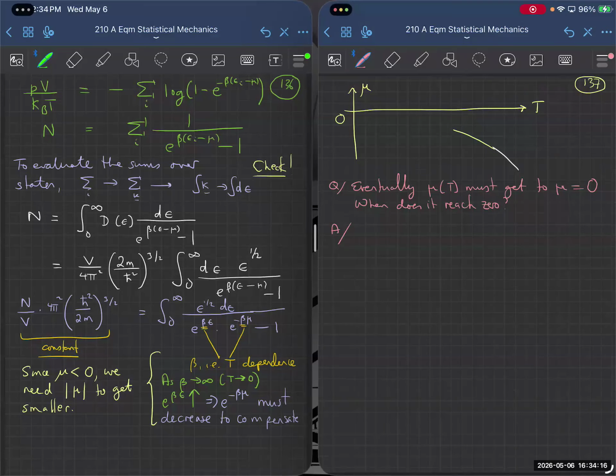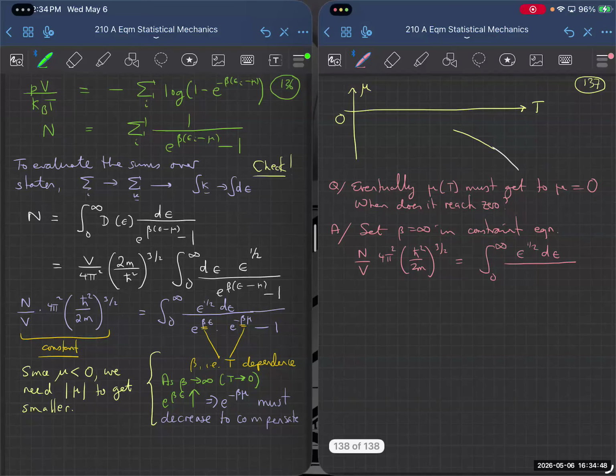So the answer for that is, well, okay, just set beta equals infinity in the constraint equation. And so then we get that n over v times (4 pi squared h bar squared over 2m) to the 3/2 equals, the right-hand side is this integral from 0 to infinity, epsilon to the 1/2 d epsilon. And now the chemical potential is set equal to 0. So now I just have epsilon over kb Tc minus 1.